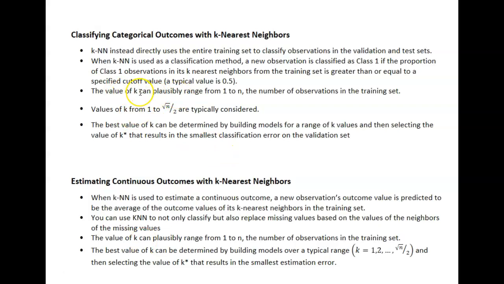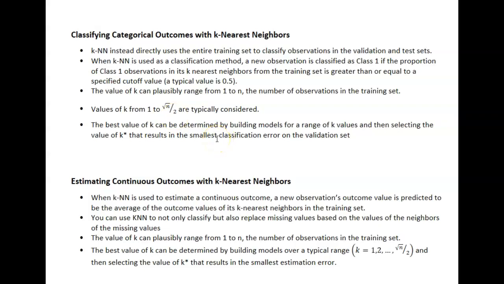The actual value of k that you're going to use for your final analysis would obviously depend on the classification error or the prediction error on your validation set, but typically values of k ranging from 1 all the way to the square root of n divided by 2 are considered. So let's say, for example, you have a sample size of 16 observations. Then a good value of k to start the algorithm with would be the square root of 16, which comes out to 4, divided by 2. So k equals 2 might be a good starting point.